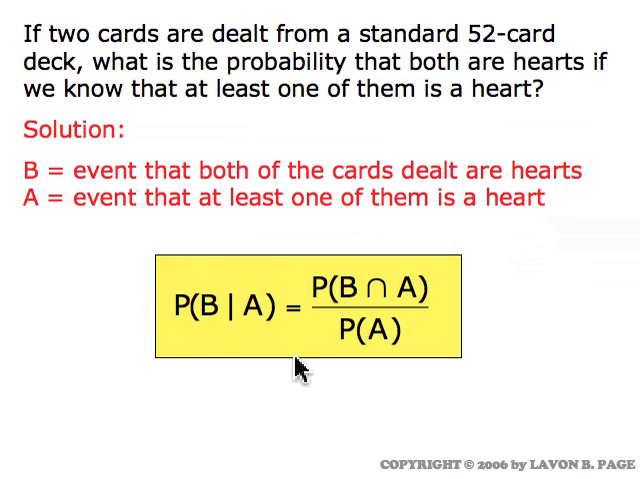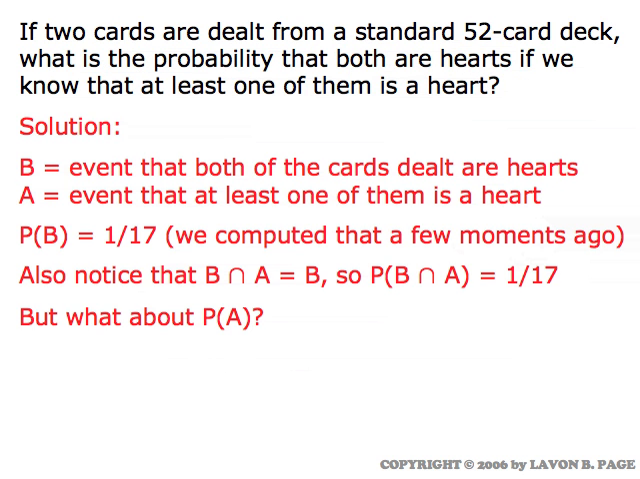Let's try to use the conditional probability formula in a way to arrive at the answer to this question. Both cards being hearts is a probability that we did in the last problem. In fact, we did it two different ways. So if you go back to the last problem that we just did, and remember the answer that we obtained, we already know for starters here that the probability that both cards are hearts is 1 over 17.